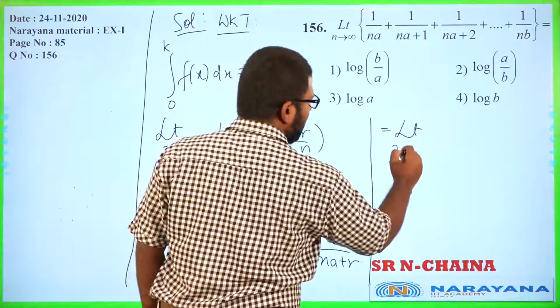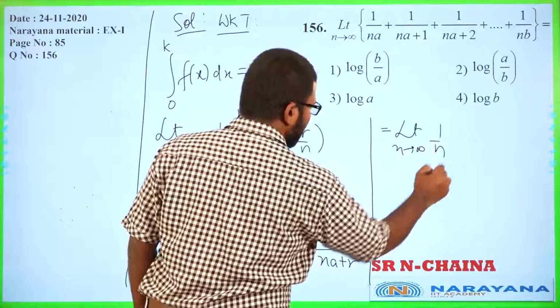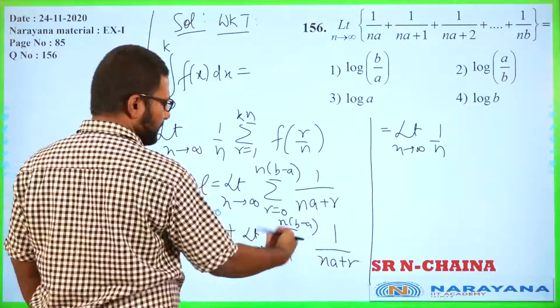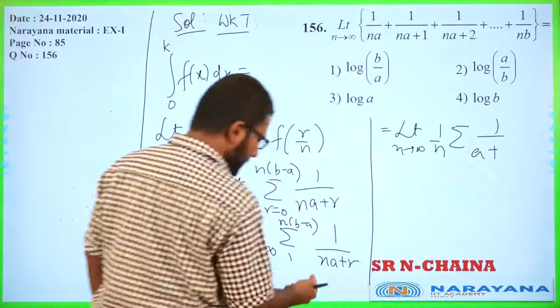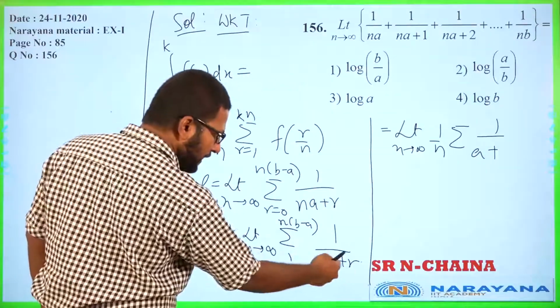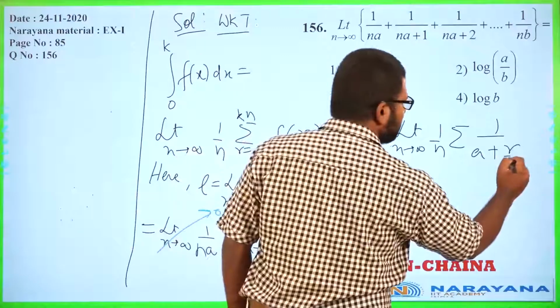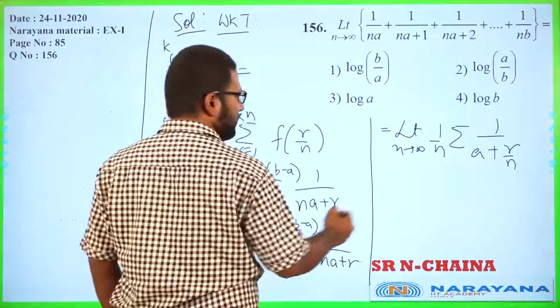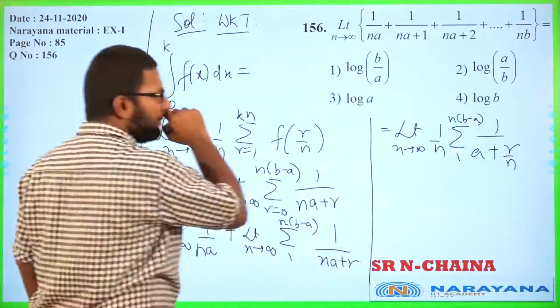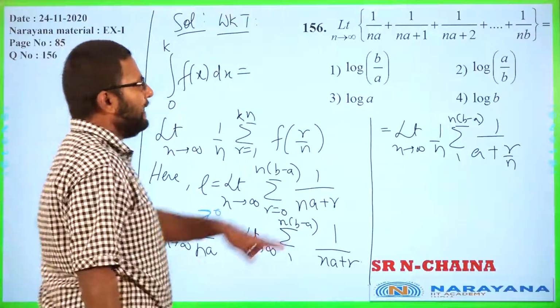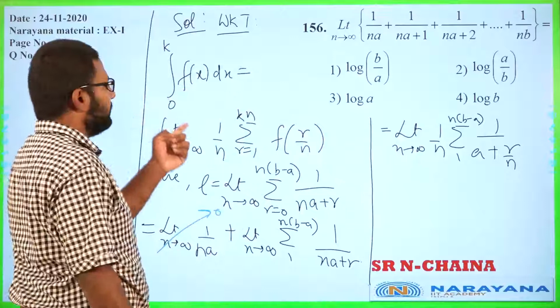Limit n tends to infinity 1 by n, we have taken it outside. Rest of it becomes summation 1 by a plus, I have taken n outside, no? What is remaining? A plus r by n. And 1 to n into b minus a, correct? Now match that with this.